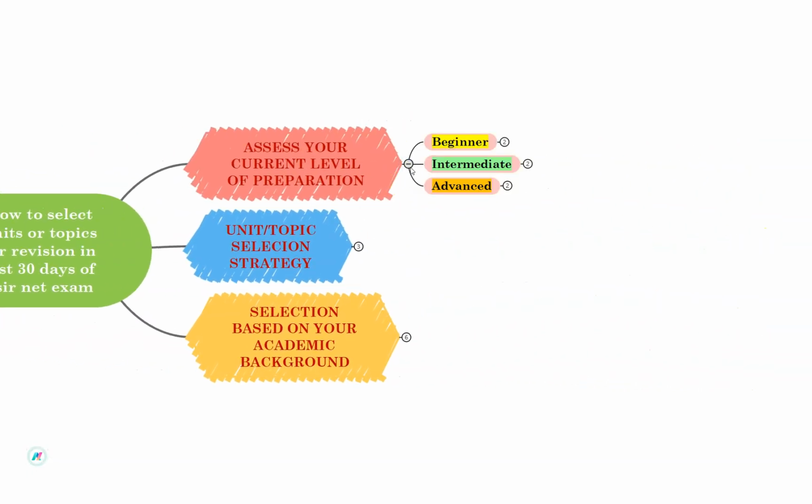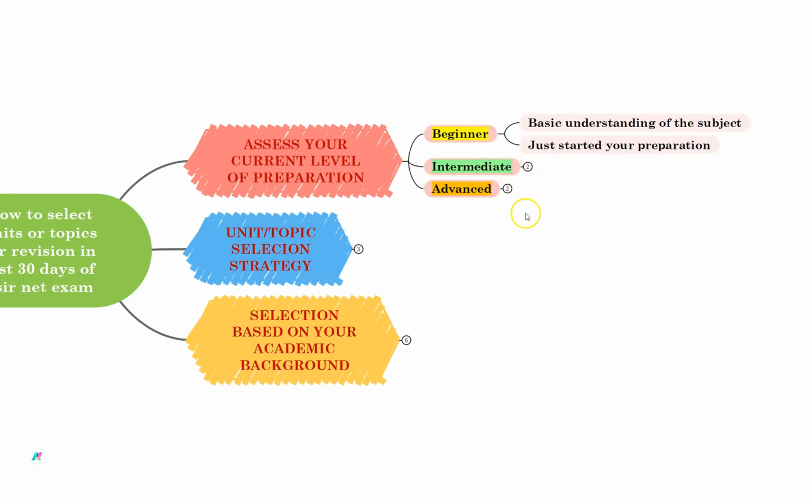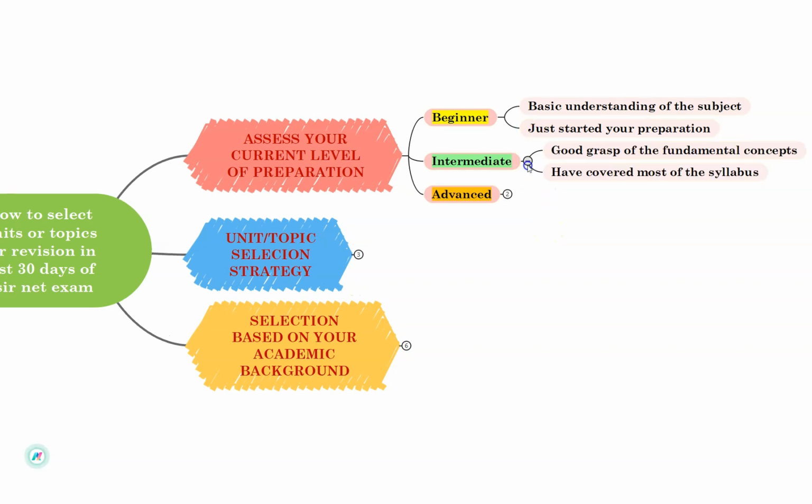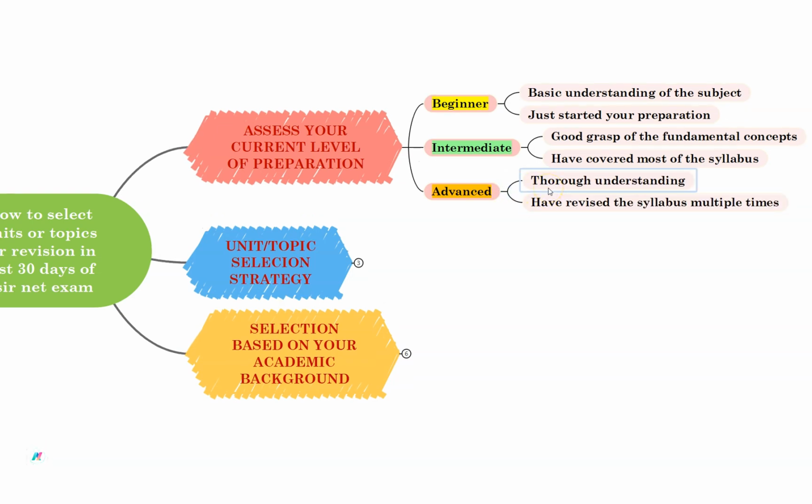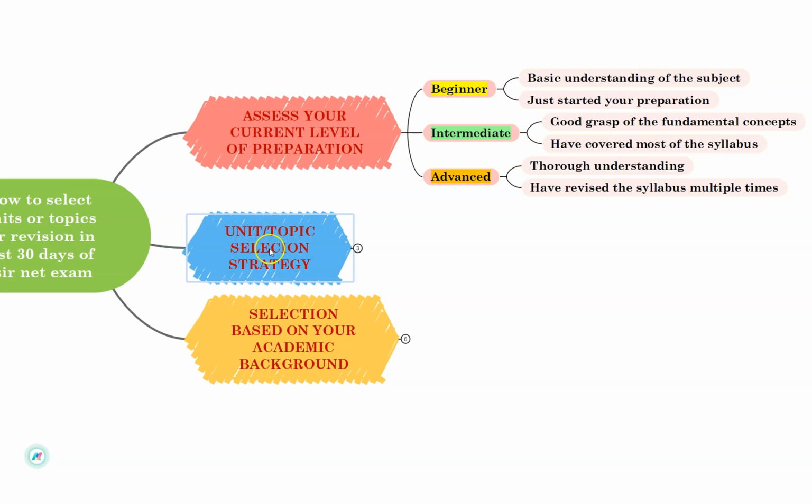Here we have 3 types. Beginner, where you have a basic understanding of the subject and have just started your preparation. Intermediate level, where you have a good grasp on the fundamental concepts and you have covered most of the syllabus. An advanced level, where you have a thorough understanding of the subject and have revised the syllabus multiple number of times. Next is unit topic selection strategy based upon your current level of preparation.